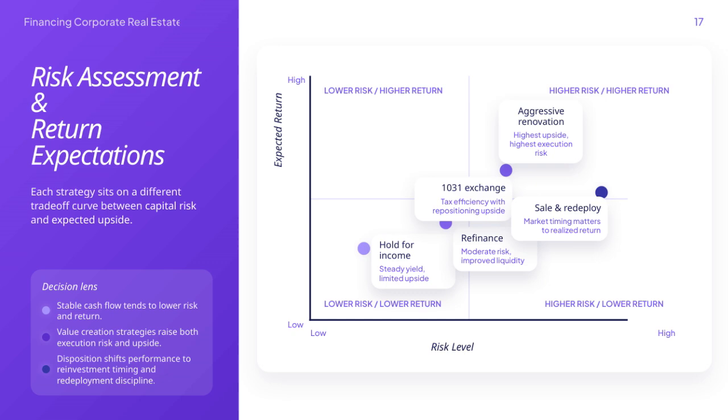You can think of the spectrum from lower risk and lower return to higher risk and higher return, with various strategies positioned in between. Refinancing offers moderate risk while improving liquidity, and 1031 exchanges provide tax efficiency and repositioning potential, balancing risk and reward differently. Understanding where a given strategy falls on this risk-return curve helps us make more informed decisions and align our approach with our investment goals and risk tolerance.